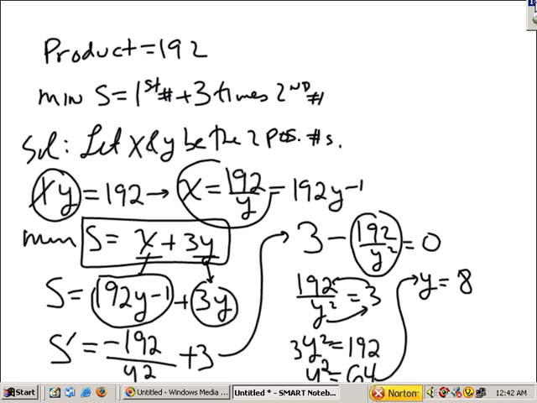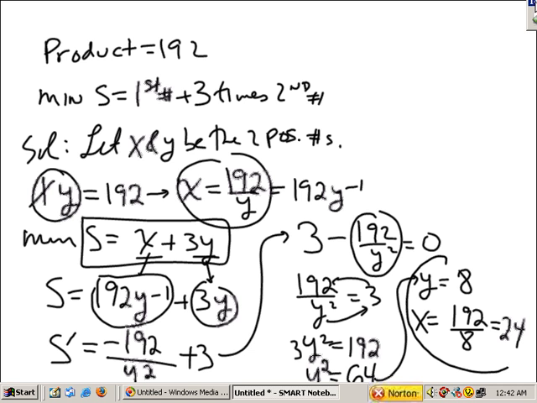And x is 192 over 8, which is 24. Okay, so we found x and y where their product is 192, and x plus 3y is the least it can be.